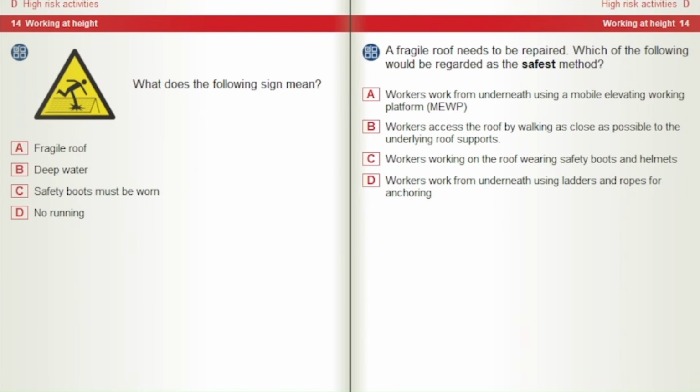A fragile roof needs to be repaired. Which of the following would be regarded as the safest method? Workers work from underneath using a mobile elevating work platform, MEWP. Workers access the roof by walking as close as possible to the underlying roof supports. Workers work on the roof wearing safety boots and helmets. Workers work from underneath using ladders and ropes for anchoring.